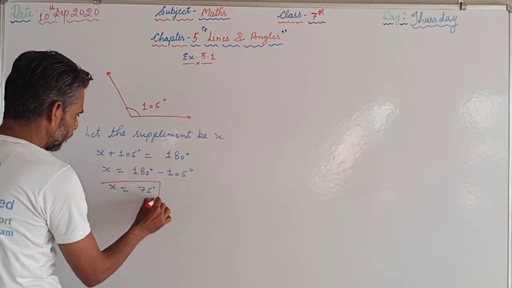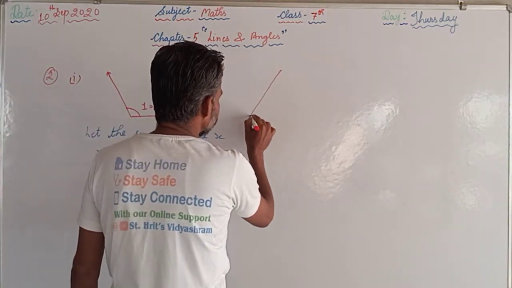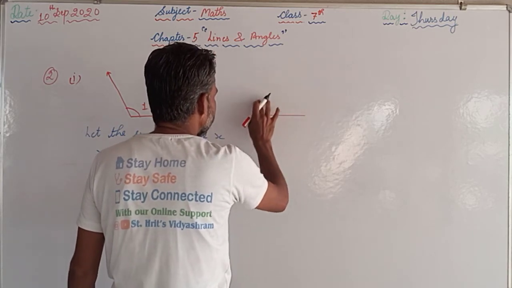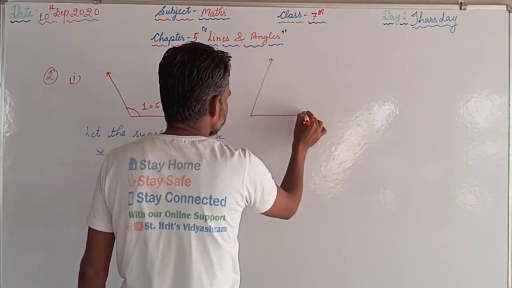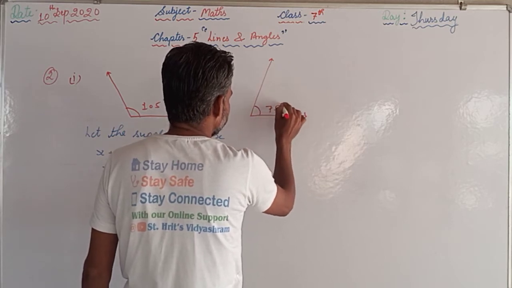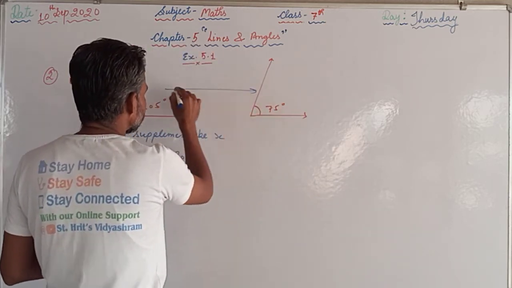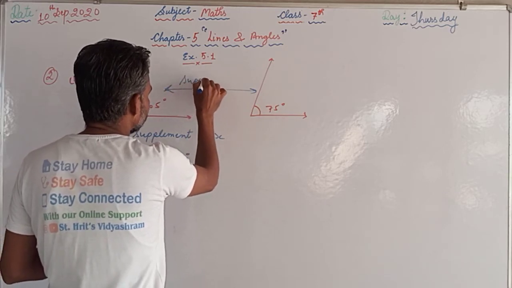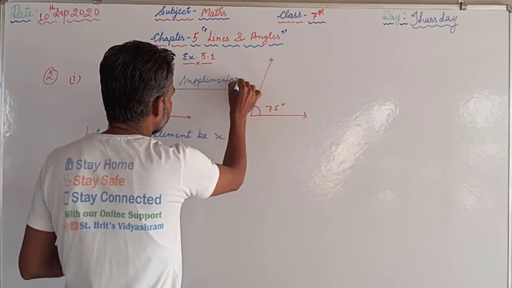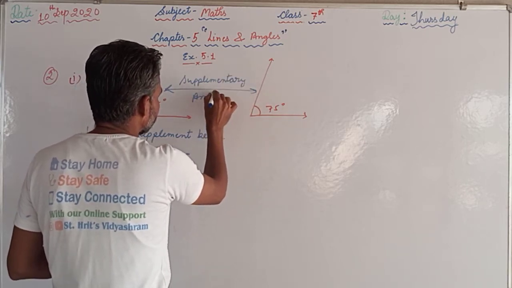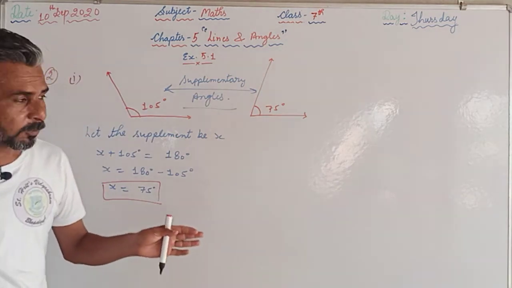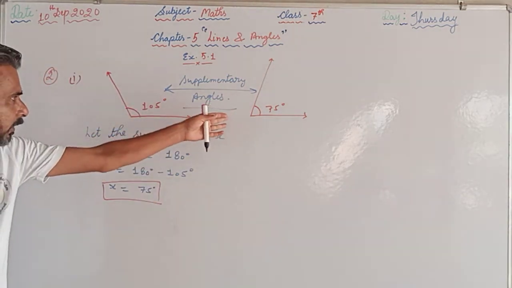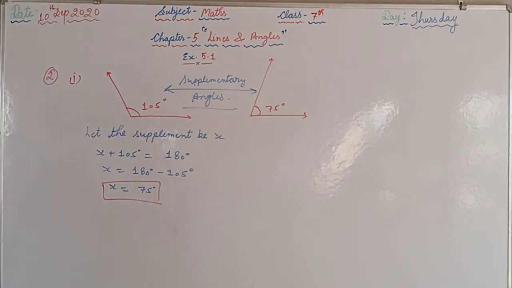75 degrees. So 75 is less than 90, so the angle will be like this. 75 degrees. So both these are supplementary angles. Why are these supplementary angles? Because the sum of these two angles is 180. 75 degrees plus 105 degrees, that is 180 degrees. So after question number 2, now we will move towards question number 3.